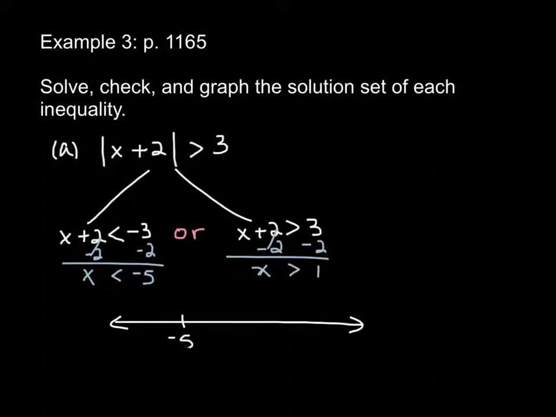So here's my negative 5, here's my 1, and or represents the union. So less than negative 5, greater than 1.